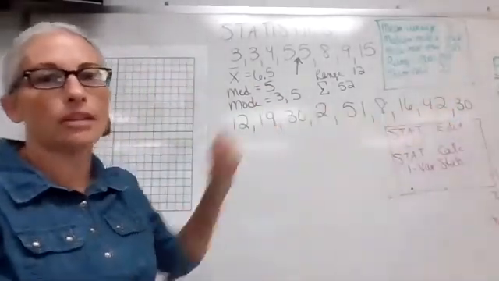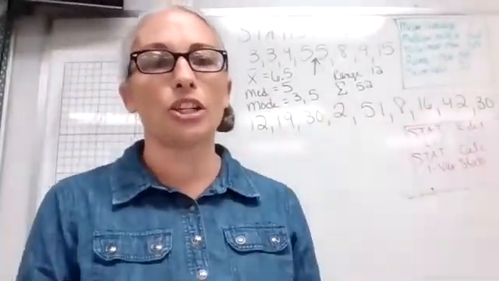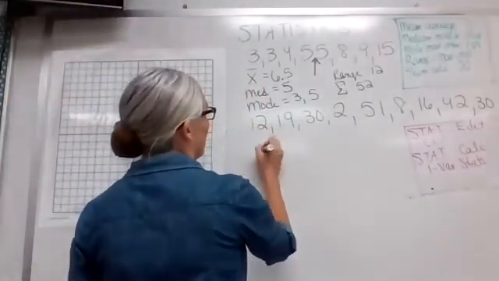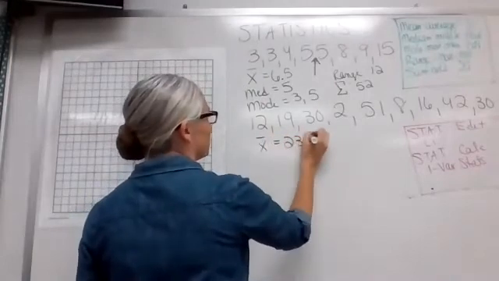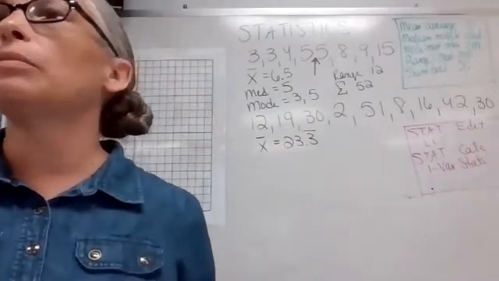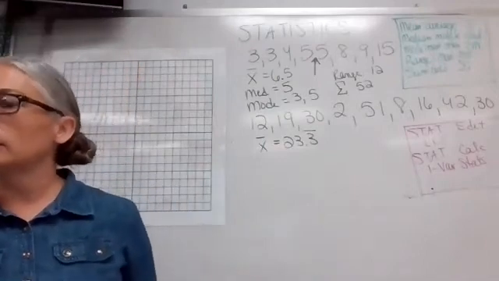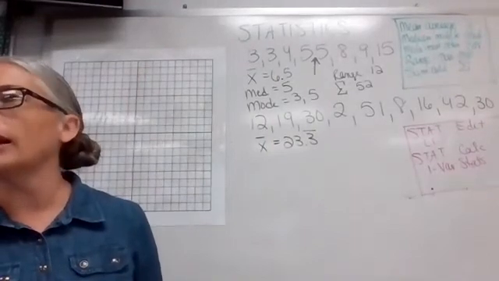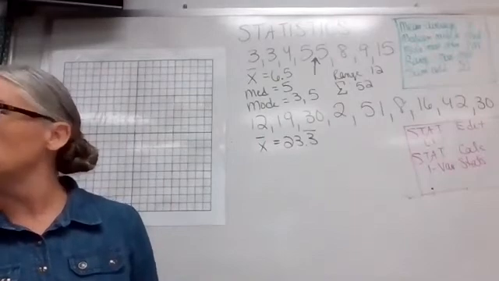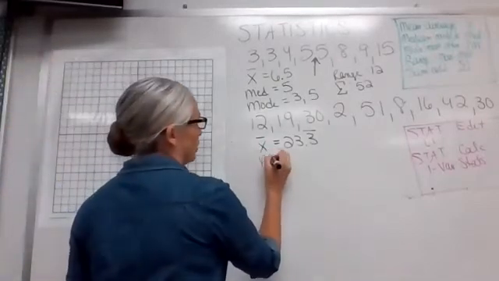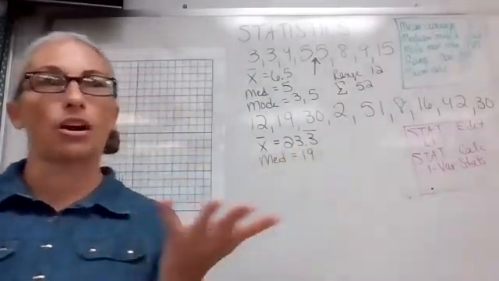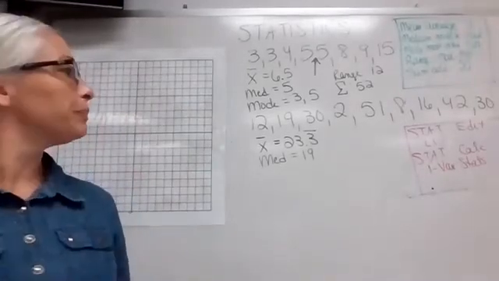Type it into your stat edit L1. Sophia, did you get the mean for this one? 23.3 repeating. Yes, put a line over the 3. Yes, I got it. Median. Presley, did you get the median? Still working on it? Hayden, did you get the median? Not yet. Bryce, help him out. 19. Again, these were not in order, so it wasn't as easy to see which one was in the middle, but our calculator knows how to arrange them.